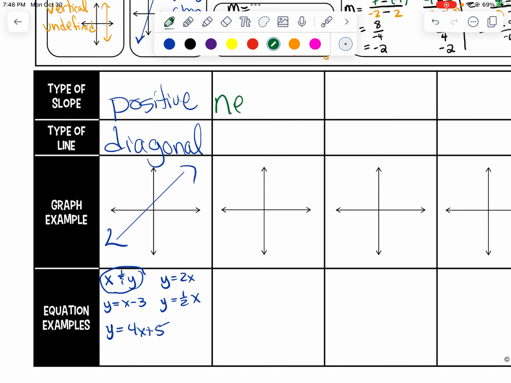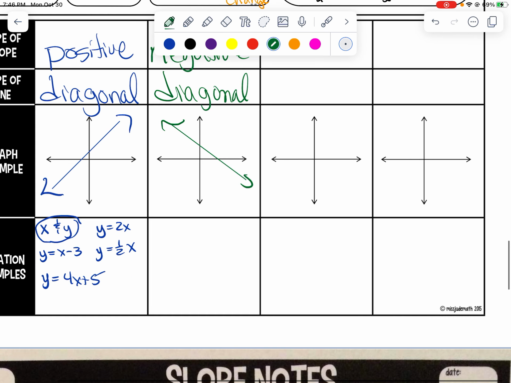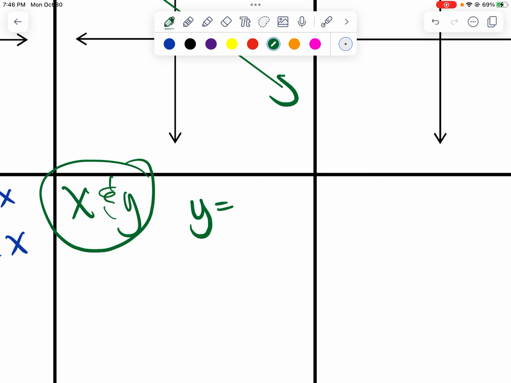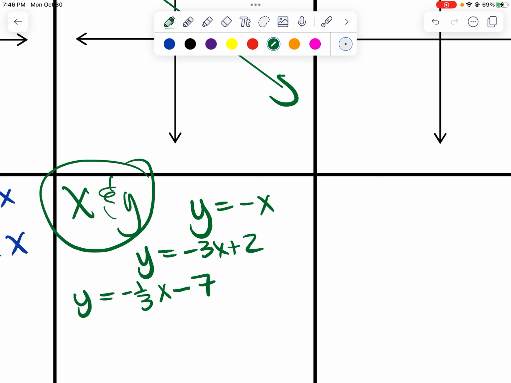Then if we have a negative, it again is going to be a diagonal line, but it's going to be going down like this. It also is going to have x and y in it. And this would have something like y equals negative x. Or we could have y equals negative 3x plus 2. Or we could have negative 1/3 x minus 7. Or we could have y equals 5 minus 2x.